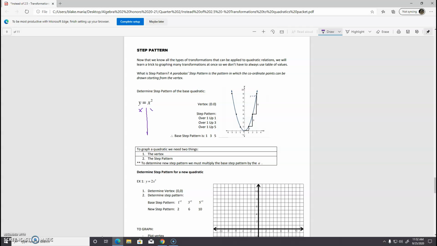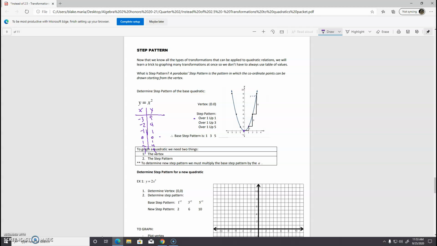All right, x and y. So let's do -3, -2, -1, 0, 1, 2, 3. You should be tired of writing this by now. So here we get 9, 4, 1, 0, 1, 4, 9. So notice what happens, right? From 0, 0, your next point is 1, 1. So you went over 1, up 1.